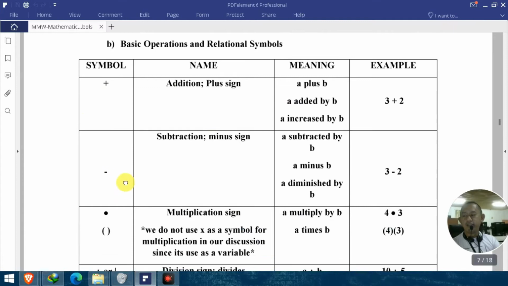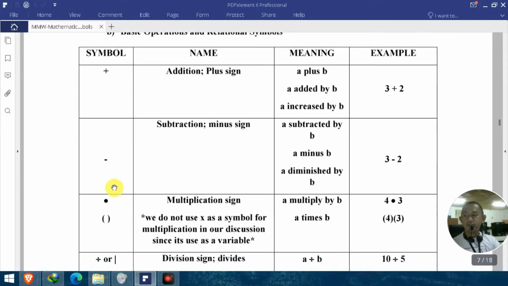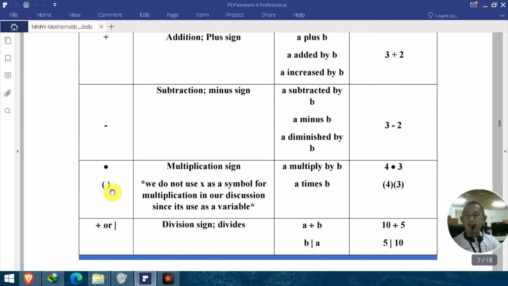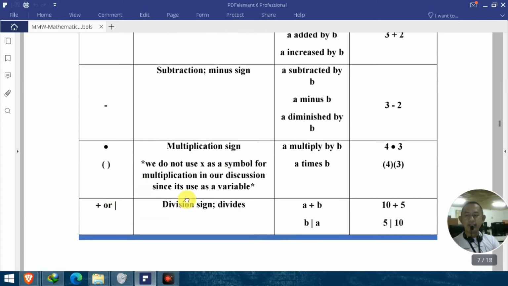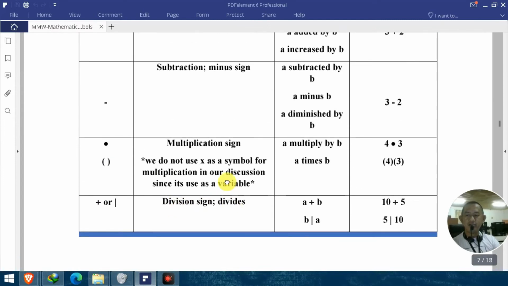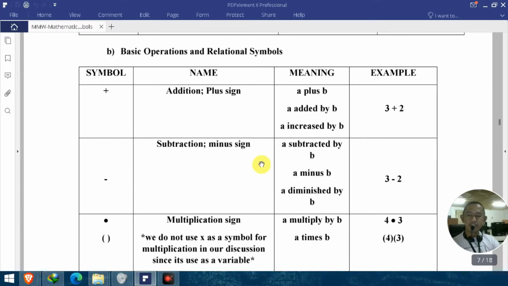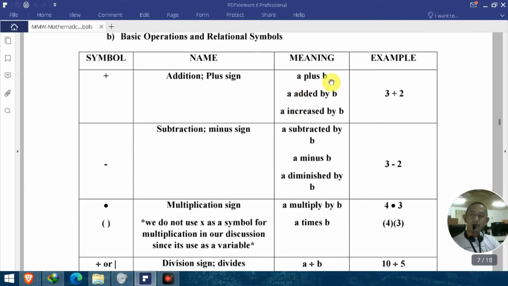Plus, minus, subtraction. We have the multiplication. Delete that x, parenthesis. But still, this is times. And then we have division as either this one. Some of you have used these in elementary or high school, it is a bit different, like on the cellphone. So A plus B: A added by B, A increased by B. For wording, a word sum, subtracted, minus, diminished.